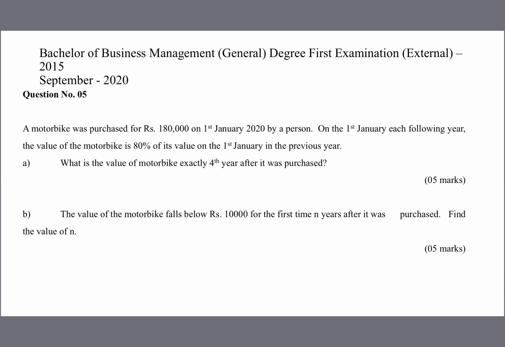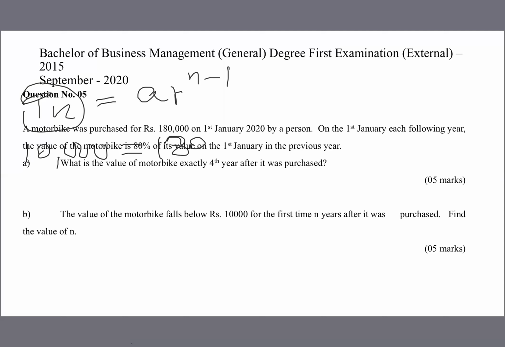So therefore we can write it this way, right? Again we need to apply the nth term. You know the nth term means a r to the power n minus 1, right? So here we have to find n now. We know Tn, but we don't know n. Tn is 10,000, right? And a, you know, is 180,000. Then r to the power n minus 1, right?